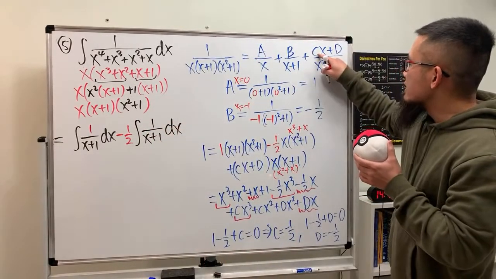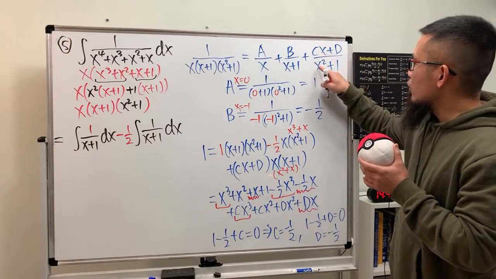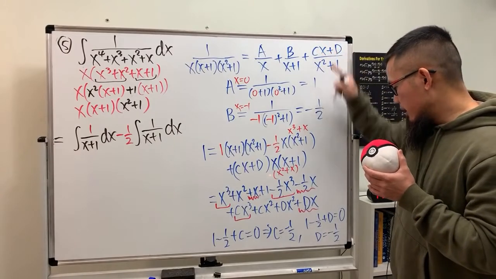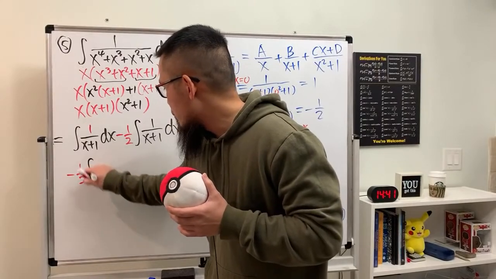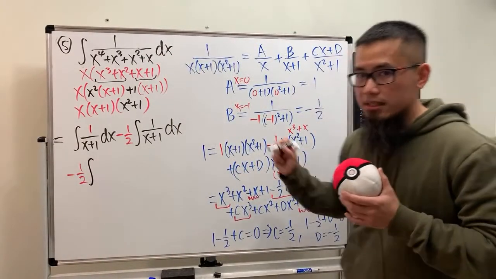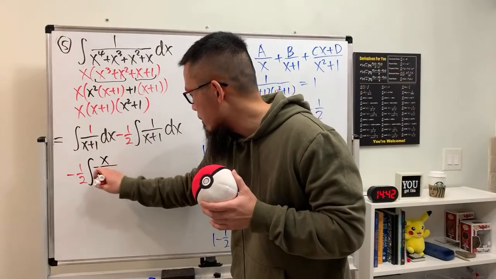Next, we have the Cx, and let's write it as Cx over that. C is equal to negative 1/2. So I'm going to have negative 1/2 integral, and then the x over that, so we have to put that inside of the integral.